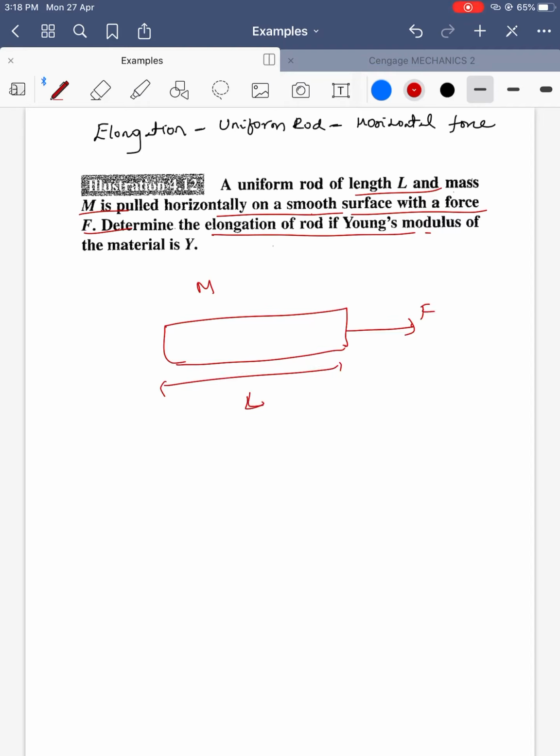If the rod doesn't have any mass, the elongation is equal to F into L by A into Y. But now the rod has mass, and then it's a little difficult. We should do integration. So from the force, take a small length dx at a distance x, and the elongation in the small length is de.